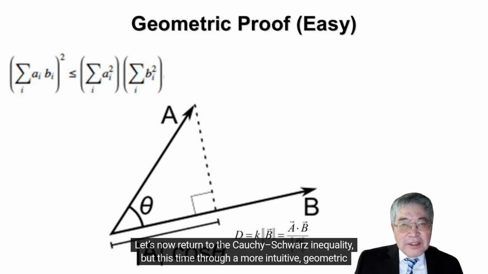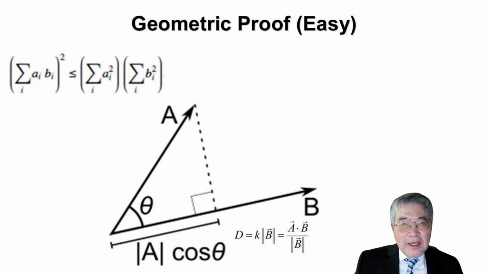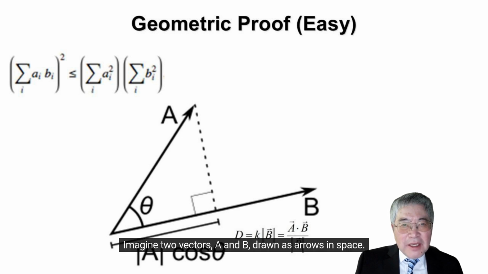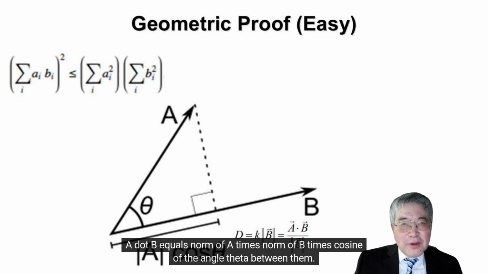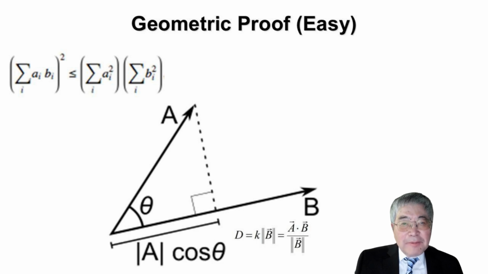Let's now return to the Cauchy-Schwarz inequality, but this time through a more intuitive geometric lens. Earlier we explored the algebraic version. Now let's visualize what it really means. Imagine two vectors A and B drawn as arrows in space. The inner product between them, also called the dot product, can be expressed as A dot B equals norm of A times norm of B times cosine of the angle theta between them.